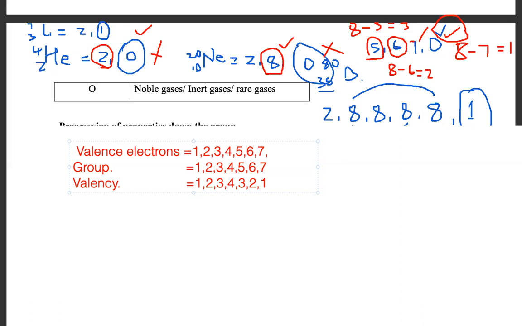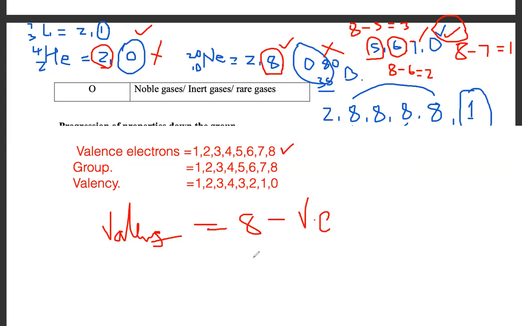And finally, if this element has got 8 electrons in the outermost shell, its group will also be 8, but its valence will be 0. Because for those that have more than 4 electrons, valence is equal to 8 minus the number of electrons in the outermost shell, which we are calling valence electrons. So because this gas has got 8 electrons in the outermost shell, we'll say 8 minus 8, which will give us 0.